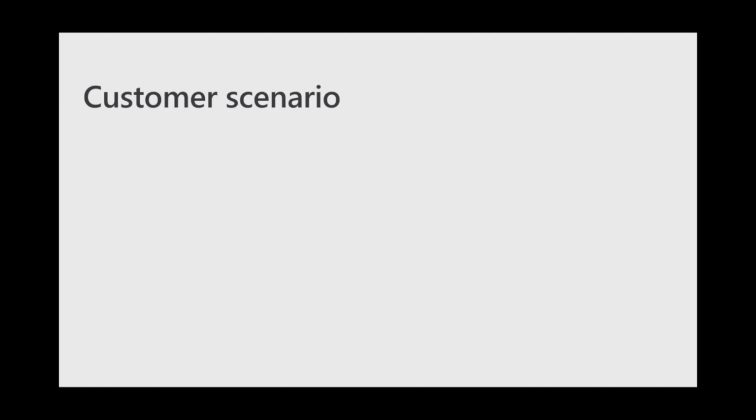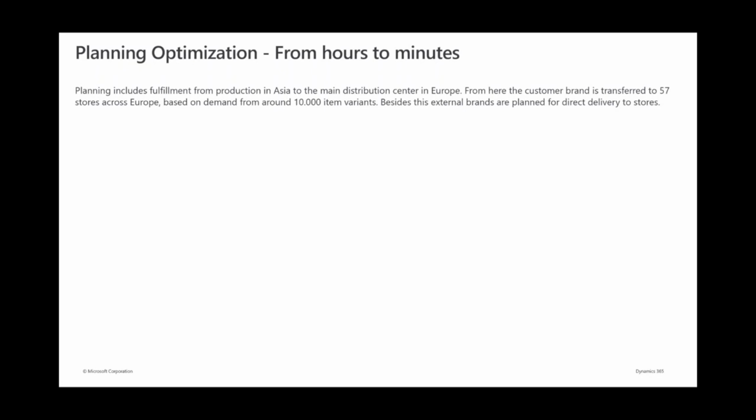Okay, a customer scenario. So let's think about a production company where we have a production company in Asia and the main distribution center in Europe. From here, the customer brand is transferred to 57 stores across Europe based on the demand of around 10,000 item variances. Besides this, these brands are planned for direct delivery to the stores. So that's a scenario we have in place.